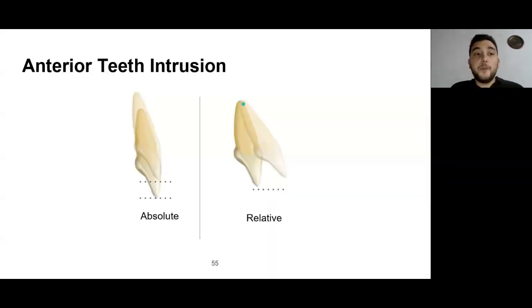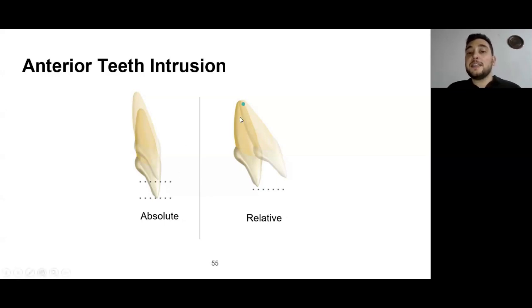Moving on to the next type of movement, which is anterior teeth intrusion. Before we go deeper into this type of movement, I want us always to think of intrusion in two separate ways. We have absolute intrusion, where we are intruding the tooth or moving it vertically within its same place anterior-posteriorly. So the tooth is in the same place, but we are only moving it vertically into intrusion. While relative intrusion happens when the movement is accompanied by proclination.